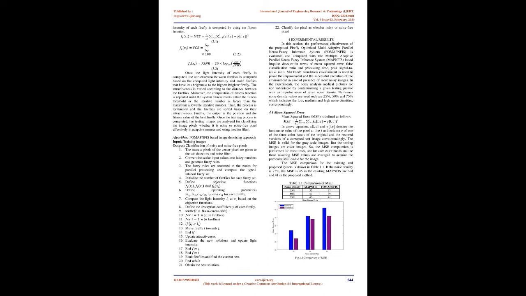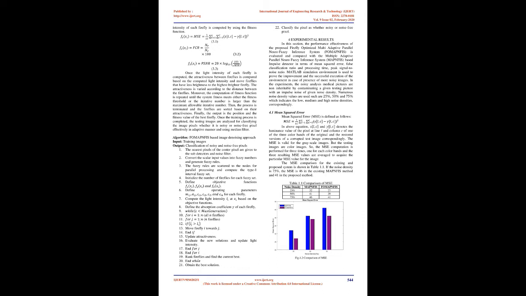Moreover, the computation of the fitness function is repeated until the system fitness meets either the fitness threshold or the iteration number is larger than the maximum allowable iteration number. Then, the process is terminated and the fireflies are sorted based on their attractiveness. Finally, the output is the position and the fitness value of the best firefly. Once the training process is completed, the testing images are analyzed for classifying the image pixels as noisy or noise-free pixels effectively, in an adaptive manner, using a median filter.